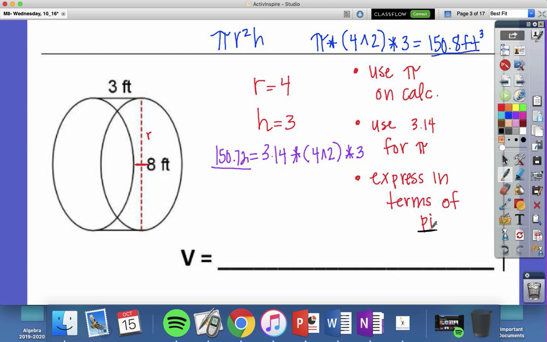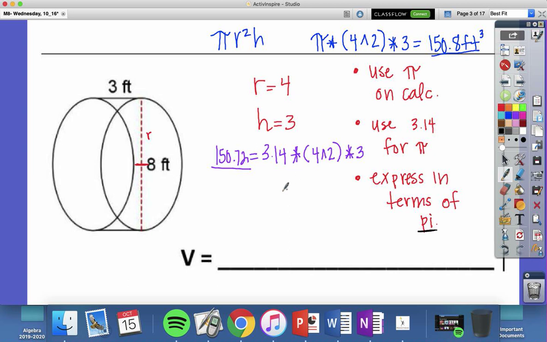So what that means is that we just need to leave the pi symbol alone, and we're going to keep it as a part of our answer. So I would not multiply out pi with the radius and the height. I'm just going to leave pi as part of the answer.